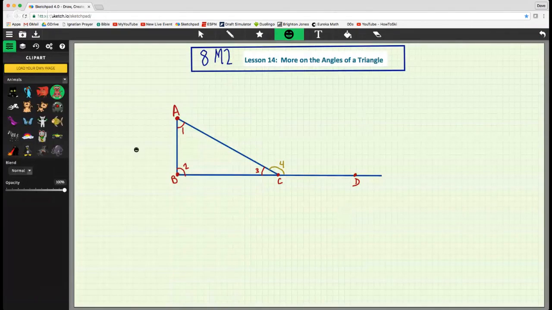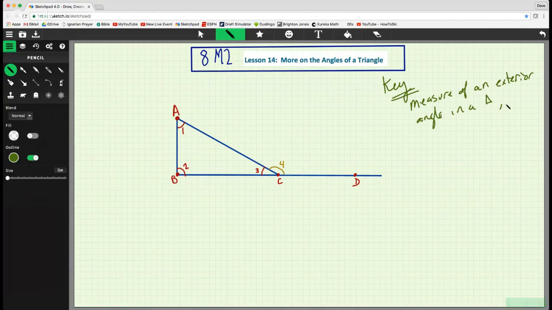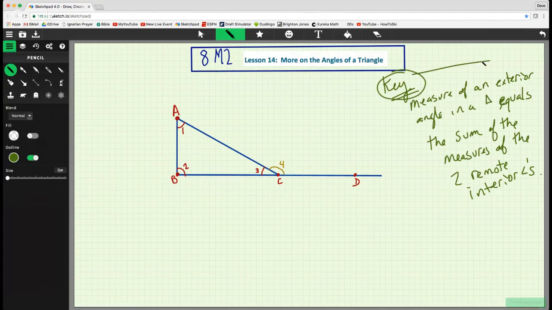So the whole key to today's lesson, and let me just summarize it, is that the measure of an exterior angle in a triangle equals the sum of the measures of the two remote interior angles. Okay, and this is the whole key to today's lesson.